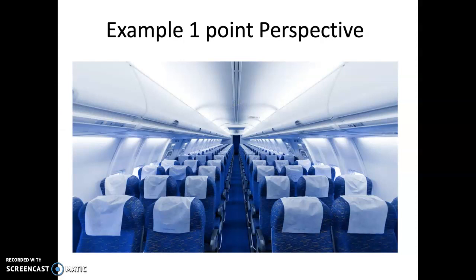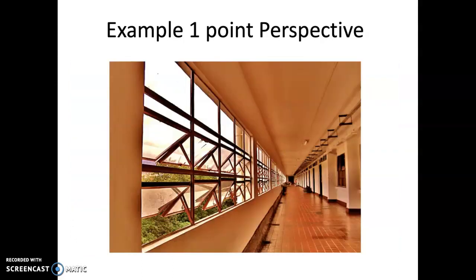Here's another example of one-point perspective. This is somebody who's taking the photograph in the center of the aisleway. If you have flown or looked at images of flying, you can see inside of an aircraft that it looks like the overhead bins, the aisleway, and the seats are all going into one point towards the way back area here. However, we know that that is not the case.